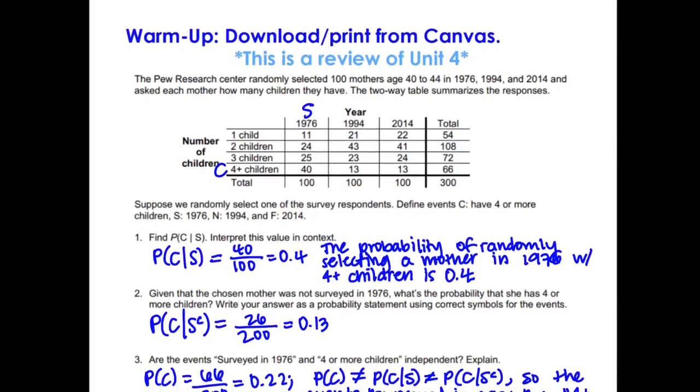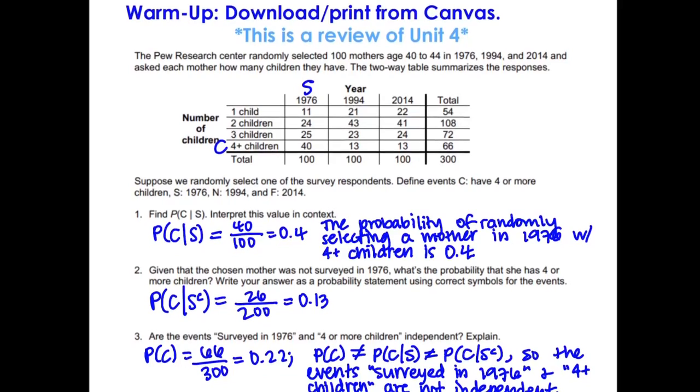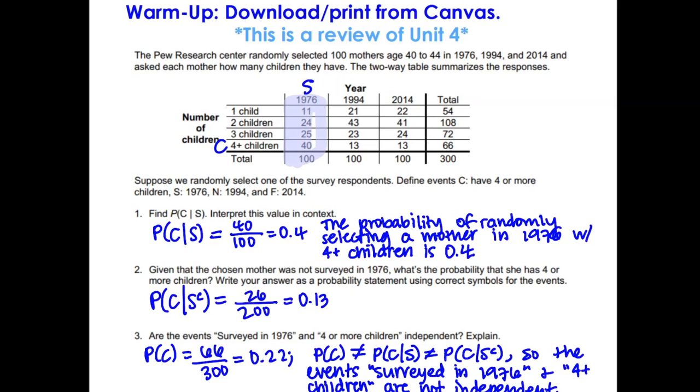All right, so one thing that made this a little bit easier was right here where it says, suppose we randomly select one of the survey, define C as 4 or more children and S as 1976. I went ahead and labeled those in the chart. That made doing P of C given S a lot easier. C given S means that we only look at the S column, so our denominator is 100. Of those 100, 40 had more than 4 children.